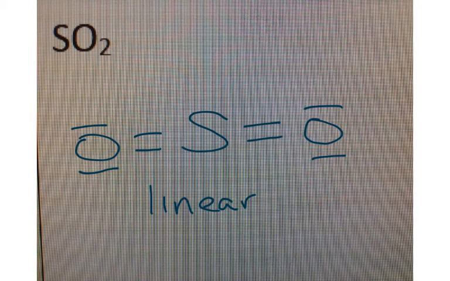Is the central atom attached to different things? No, it is not. So this will be a non-polar substance. Okay, so once again, if it's non-polar, I look at my 4 types of IMF, and this has to be London dispersion forces.